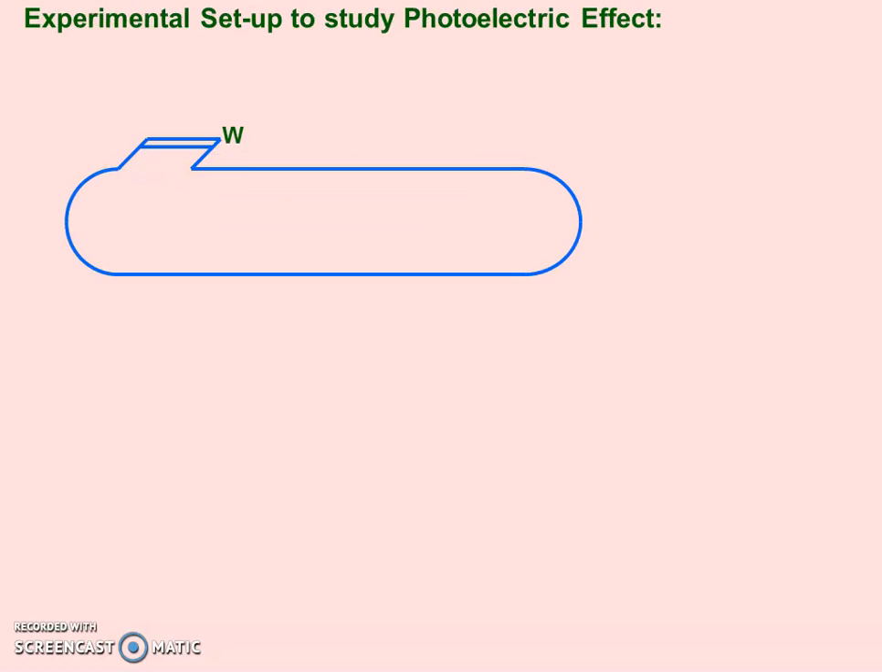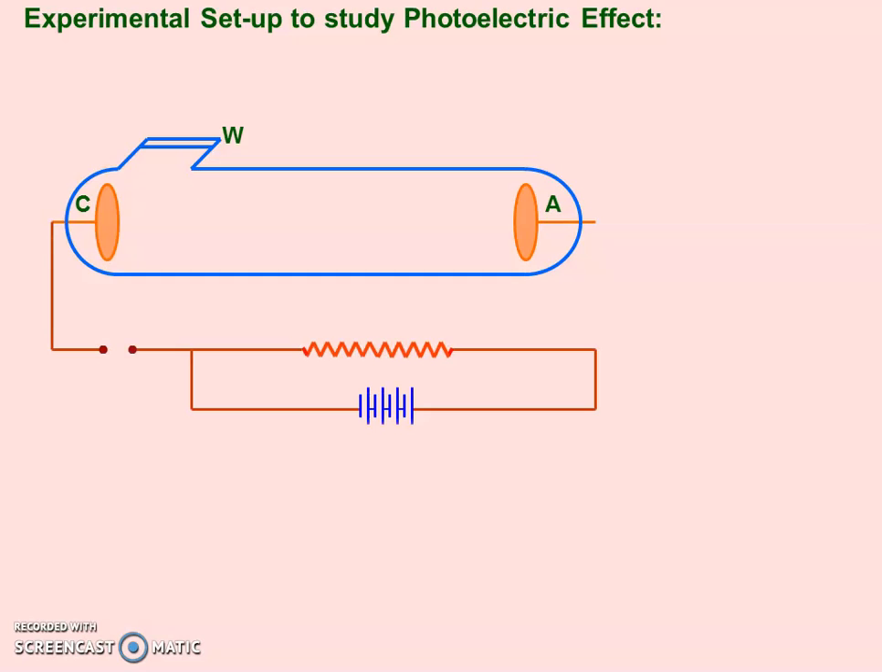Now, in this experimental setup, there is an evacuated glass tube having a window which is covered with quartz glass. There are two electrodes, cathode and anode. Both are made of metal. These electrodes are connected with a battery and the current controller that is called rheostat.